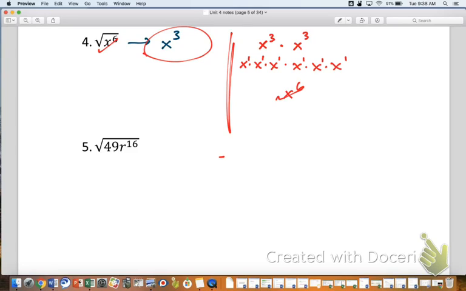Okay, so then the last one is the square root of 49r to the 16th. Why don't I leave this one up to you to try on your own? See how it goes. We've established some patterns here. Hey, listen, if you don't have this down perfect right now, that's not a big deal. I just want you to try it. If you succeed, fantastic. If not, it's okay.